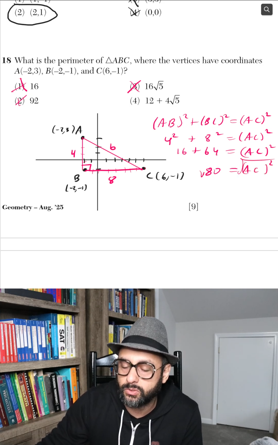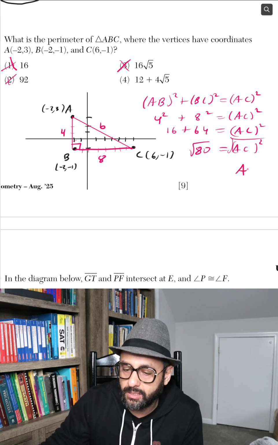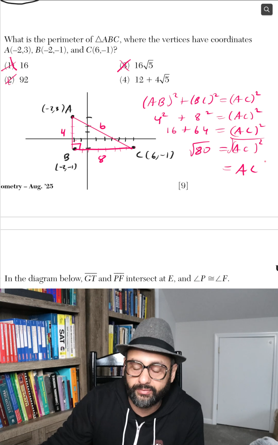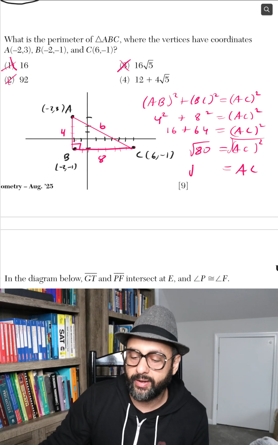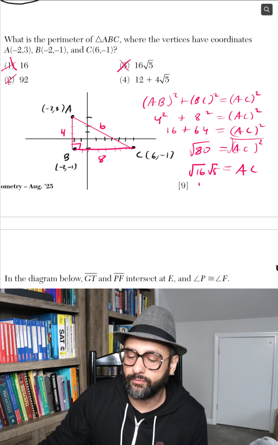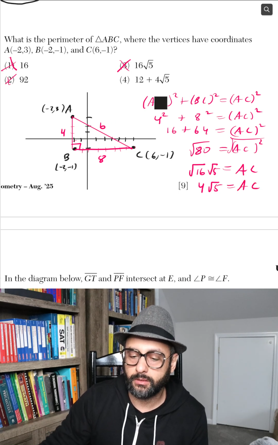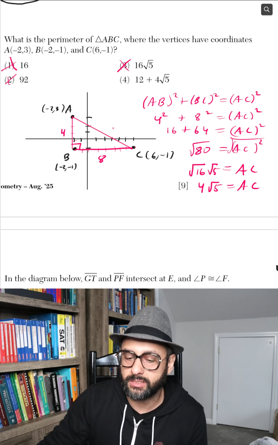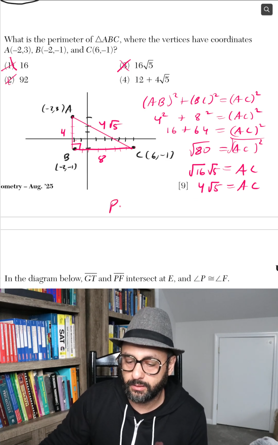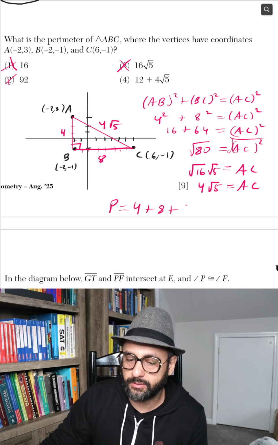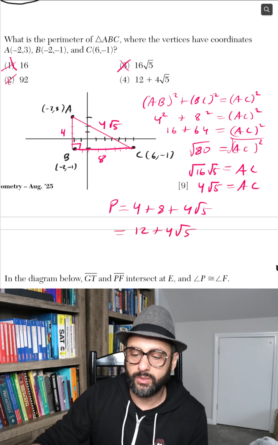Take the square root of both sides, and you get radical 80. So AC, now you do have to simplify radicals, even in this class. Look for the largest perfect square factor of 80, which is 16. Radical 16, radical 5, which is equal to 4 radical 5, is AC. So let me cross out that B because it almost looks like a 6. This is 4 radical 5. Okay, so the perimeter is equal to 4 plus 8 plus 4 radical 5, which is equal to 12 plus 4 radical 5, which is choice 4.